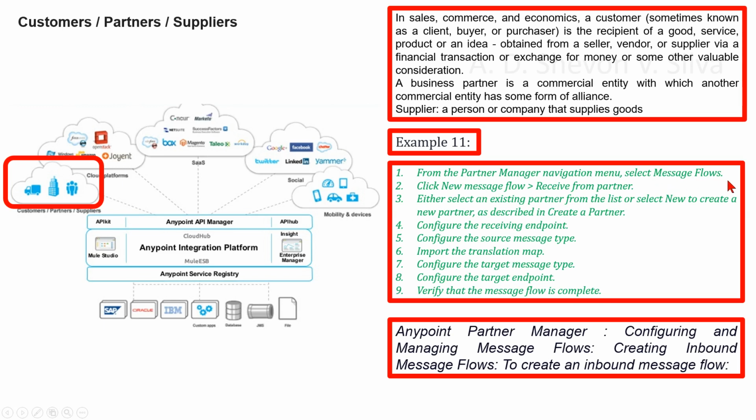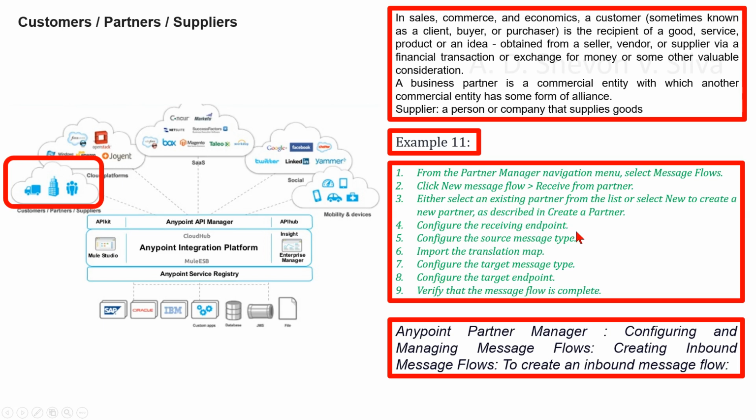Before you create the first message flow, configure your payload storage API. To create an inbound message flow: 1. From the Partner Manager navigation menu, select message flows. 2. Click new message flow, then receive from partner. 3. Either select an existing partner from the list or select new to create a new partner as described in create a partner in the documentation.